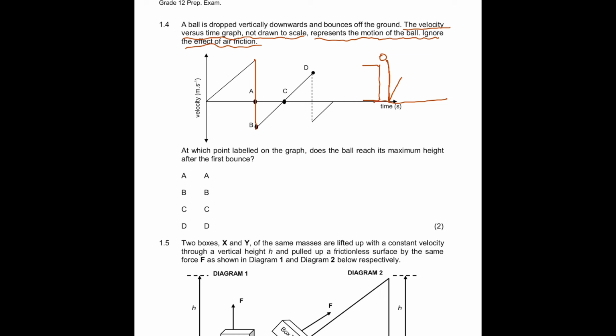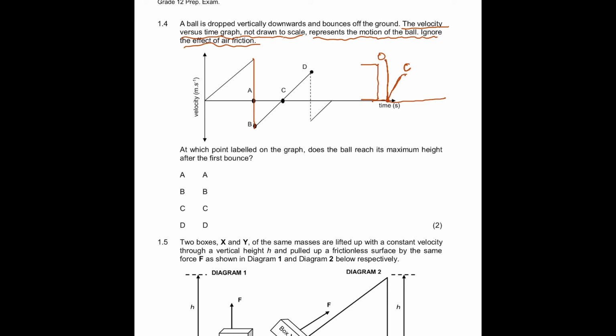And then what's happening to the velocity at B? At B, it decreases and reaches the maximum height, which is C. The maximum height at C, and then what's happening to the velocity as it goes down? It increases, here the velocity increases to D. And then it bounces again and reaches the maximum height. So this is D, the bounce, right? I hope that makes sense, guys.